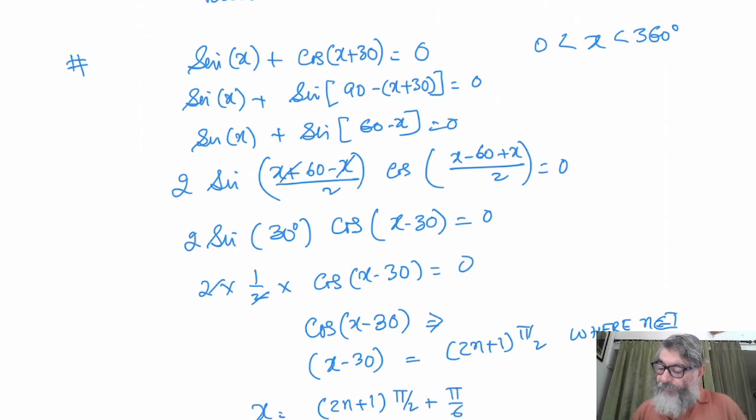Now if n is 0, x will be how much? Pi by 2 plus pi by 6. That is 3 pi plus pi, 4 pi upon 6, which will be how much? 2 pi upon 3. The first value will be 2 pi upon 3. That will be how much? Pi by 3 means 60, so 120 degree.